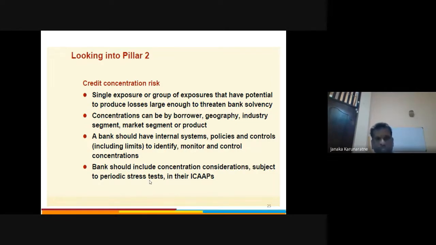Pillar 2 says look at the concentrations and see what risks arise. If so, then have more capital than what is required. A bank should have internal systems, policies and controls to identify, monitor and control concentrations. The concentration could be by borrower, geography, industry segment, market segment, or product.